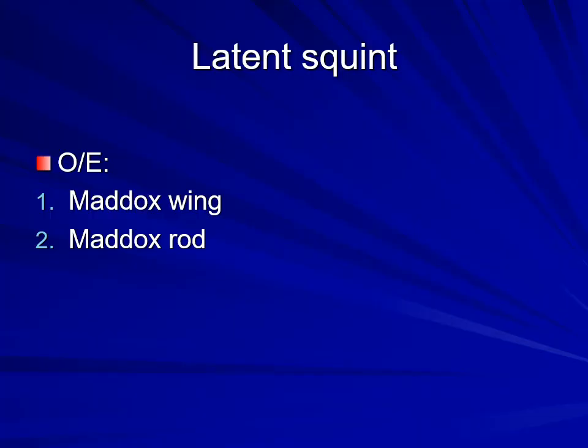Another way to examine the patient with latent squint is the Maddox wing and the Maddox rod. In both of them, the idea is to separate the vision of each eye, that is, to suspend the binocular vision and to make the latent squint clear for us.